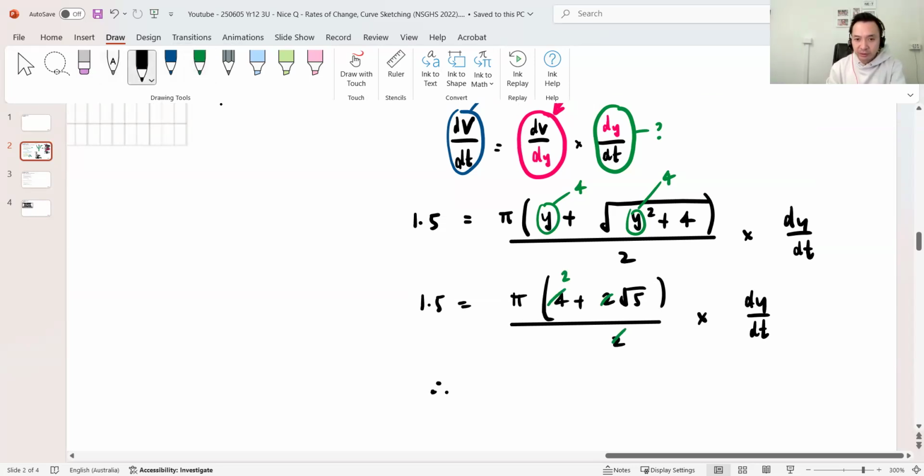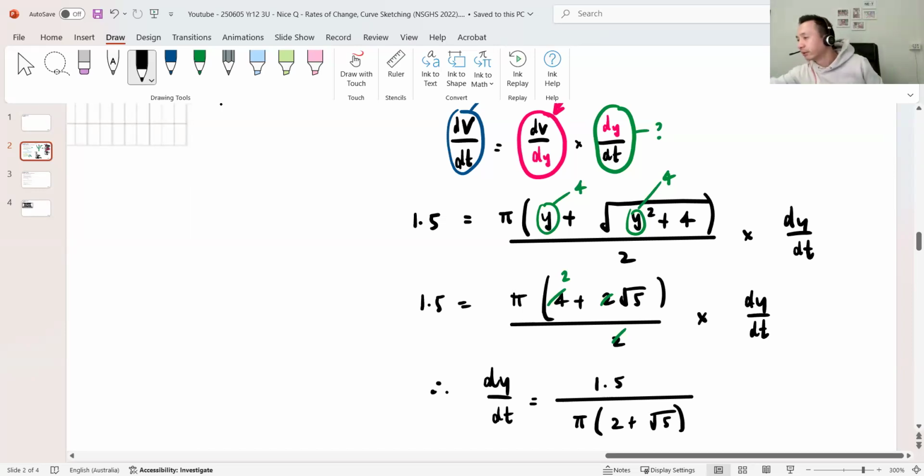And then divide that over, and you get therefore dy/dt as an exact value will be 1.5 all over pi multiplied by 2 plus root 5. Let me punch this in the calculator, see if I can get it to match the answer. So fraction 1.5 over pi times 2 plus root 5.